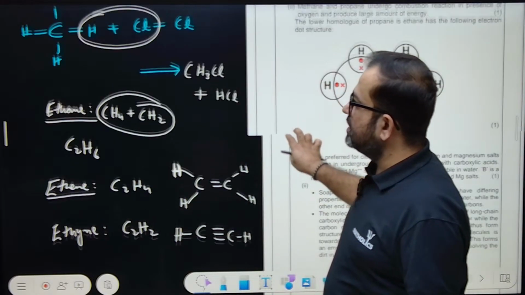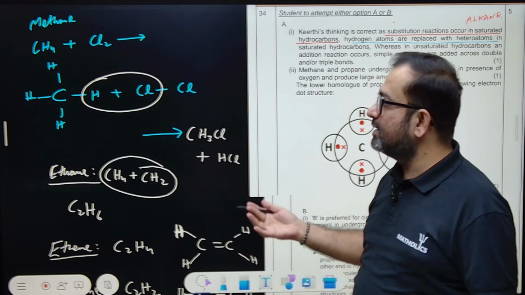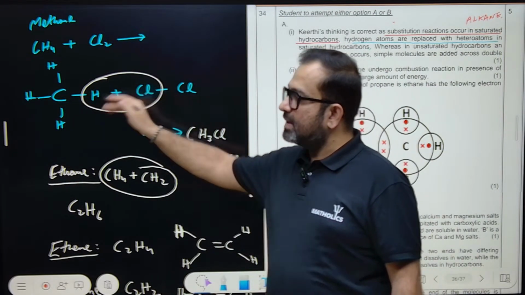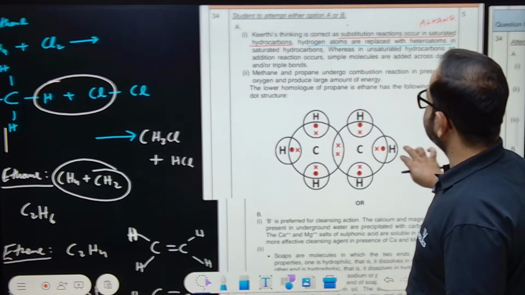Whereas in this reaction, when saturated hydrocarbons like methane, ethane, propane, butane react with chlorine, only substitution reaction occurs. Okay. So this was the answer. I guess it is clear now.